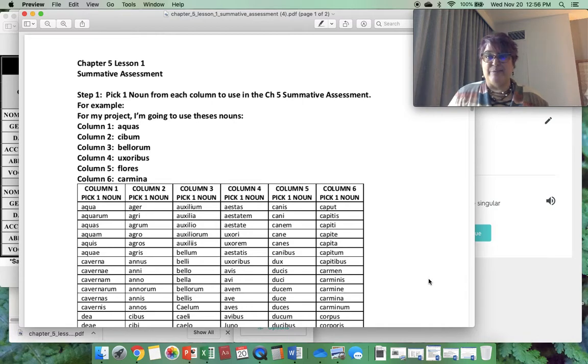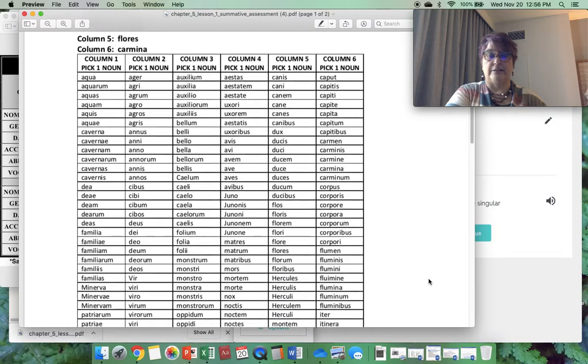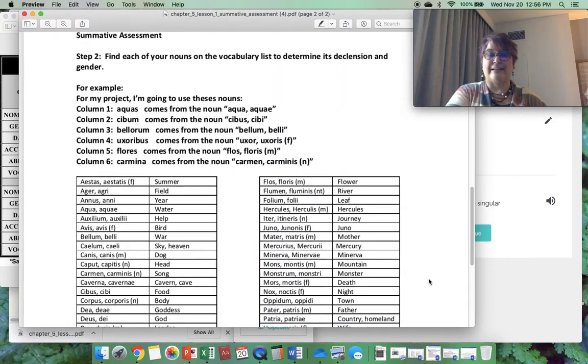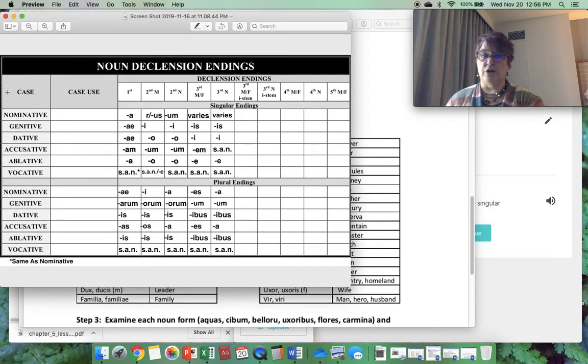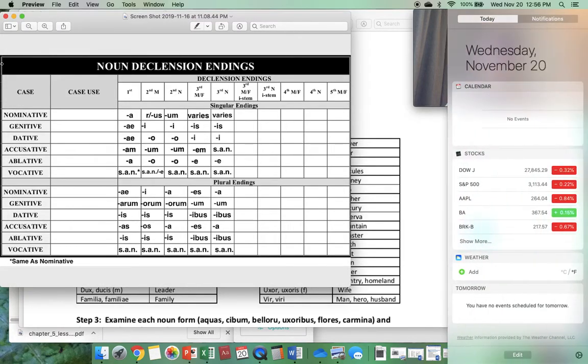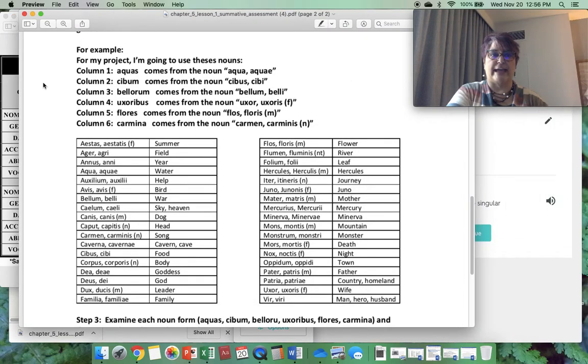Then I have to be able to explain what case that noun is in. And adding one more thing, I have to be able to talk about what it does in a sentence. So if I say that it's in the accusative case, then I have to know that accusative is a direct object or an object of a preposition. But I can't get that answer right until I know the declension and the gender of the noun, because I can't look at my noun chart until I know what specific column to look at.